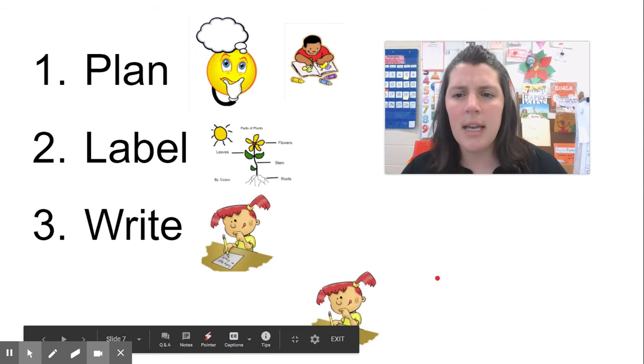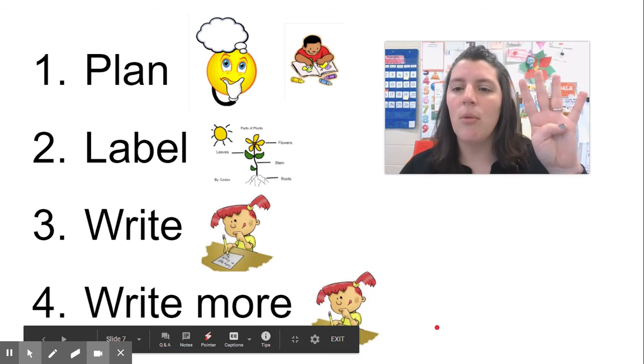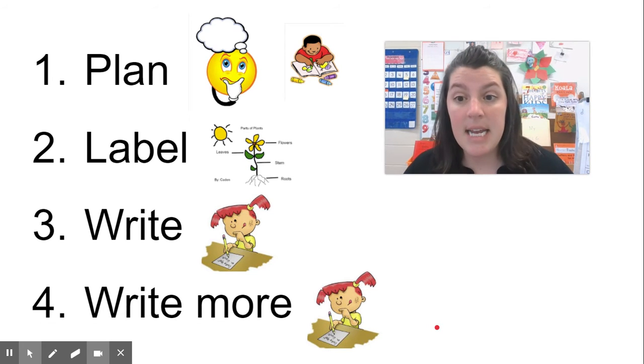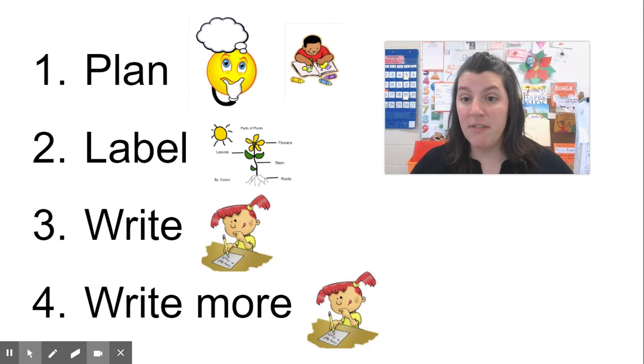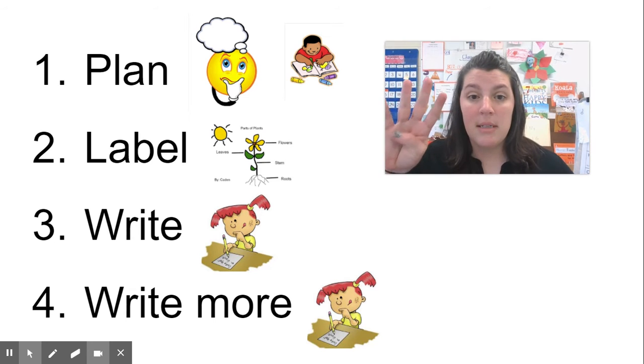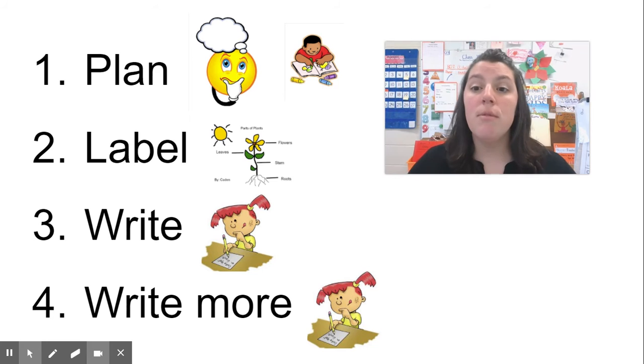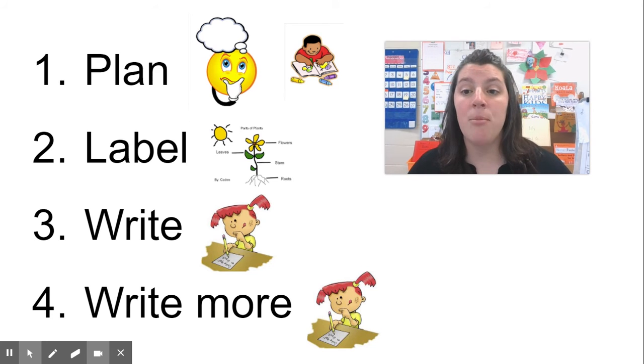Okay, here she is again. Why is she there again? Step four, write more. You might find a place where you made a mistake. You might find a place that's confusing or doesn't make sense. You might find a place where you have a lot to say. So here are our 4 steps: plan, label, write, write some more. You might also be able to go back and add more details to your picture.